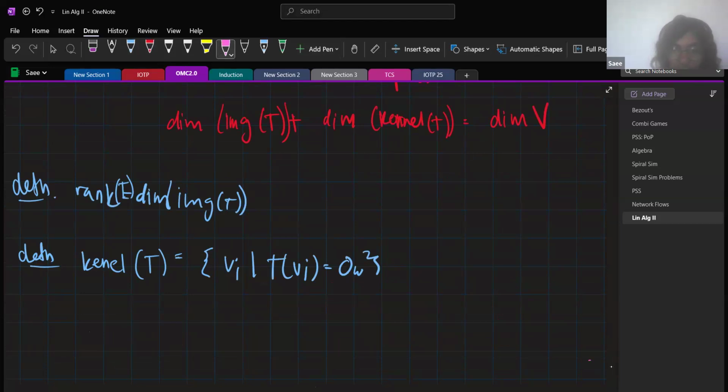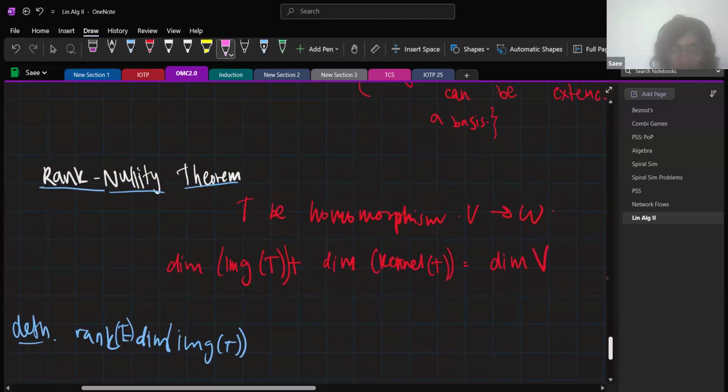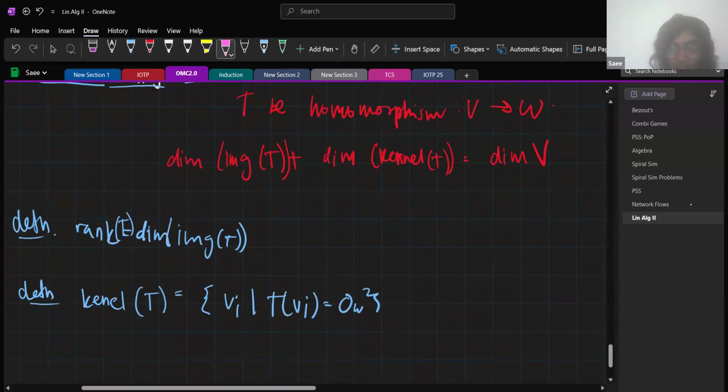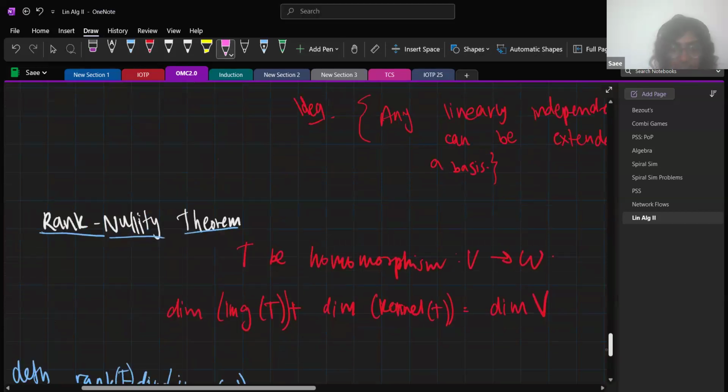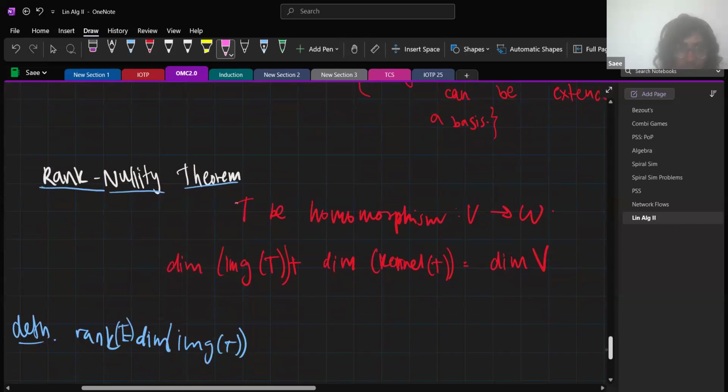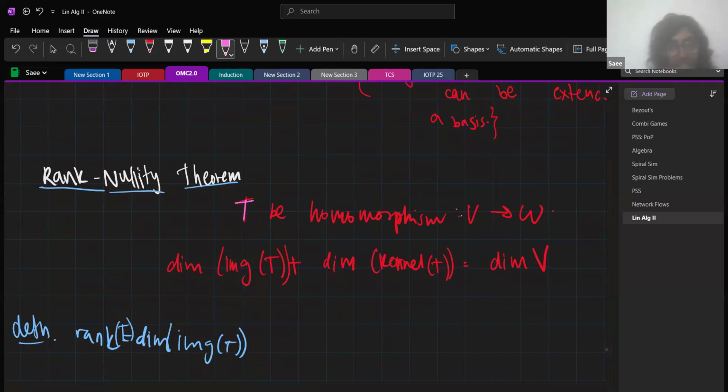First of all, is the statement fine? No, I didn't really get it. Okay. So what we're saying is, let's say T is some linear map which takes in vectors from V and spits out vectors in W. Then consider the image of T.